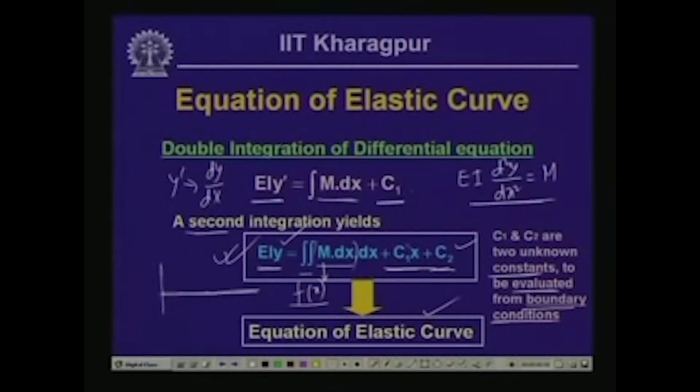Now, this particular expression we call the equation of the elastic curve. As we have seen, we first derived the differential equation of the elastic curve and subsequently computed the equation of the elastic curve. Making use of this differential equation, which is written as a function of the beam bending moment, we can compute the deflection at any point along the length of the beam.